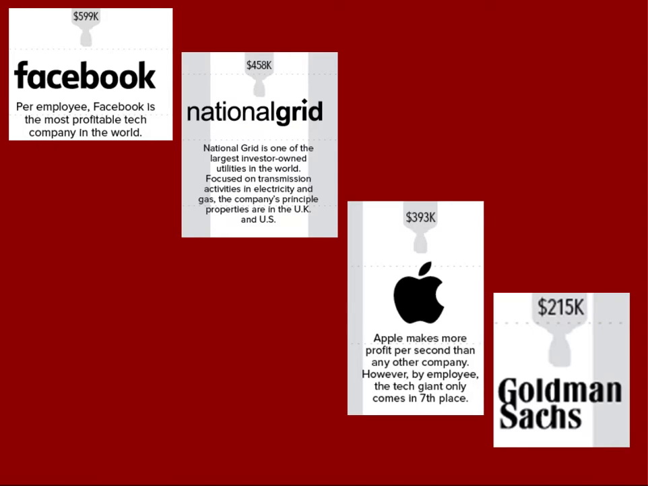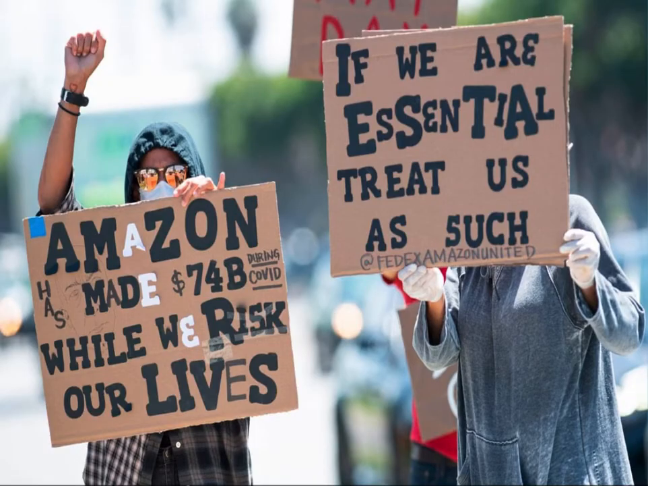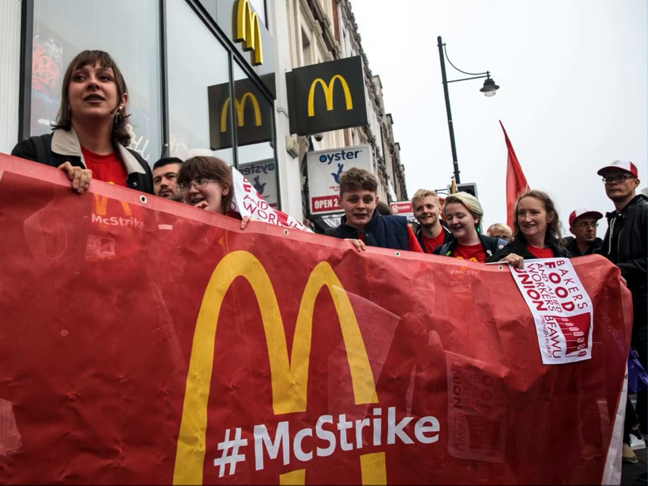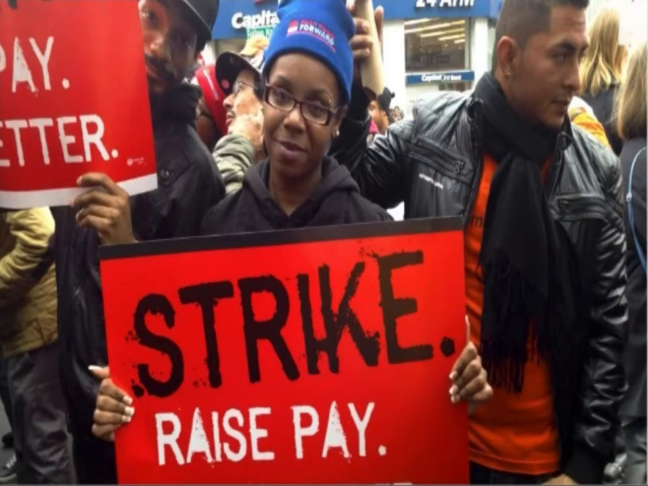This illustrates just how much profit per employee these companies have made. If those profits were shared equally, but in a capitalist society, they're not. So why don't we see more strikes? If there's so much exploitation, why don't more people strike back?